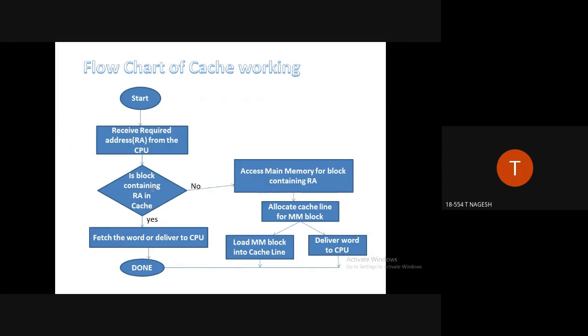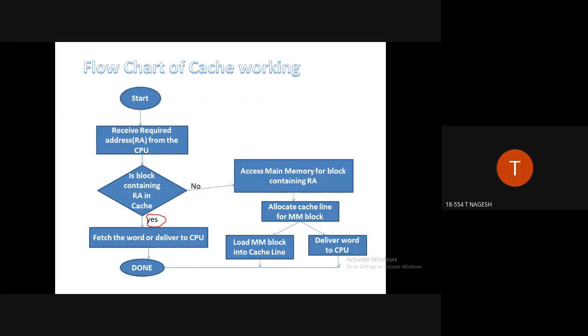What the processor will do is first check in the cache memory. If the block is there in the cache memory, that means the condition is satisfied, yes, then it will simply fetch the word or data and deliver it to the CPU. When the block or the data is present in the cache memory, it will simply fetch that word or data to the processor, and the process is done. It is completed.